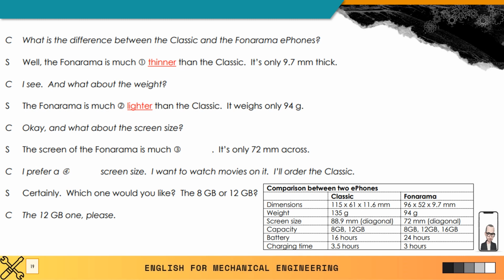That will be lighter. What about screen size? Much smaller, only 72 millimeters across. I prefer a bigger screen size. I want to watch movies on it. I will order the classic. Okay, good. 12 GB one, please. Back in the days, of course, when 12 GB was okay. Or even 8. Right.